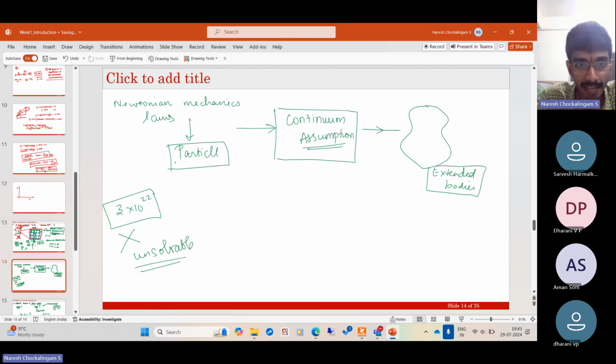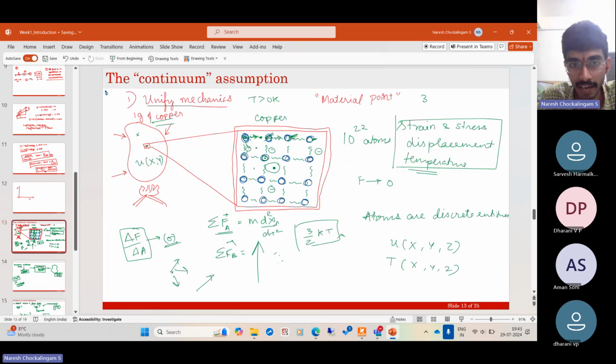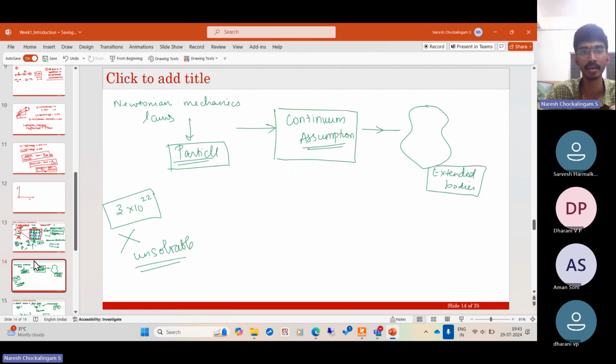So reality is we have atoms and we have displacements and temperature defined only at these points. And if you have to really use the fundamental laws of physics, you have to apply them for all the particles. But we have so many particles, it is just impossible to model all of them, not even 1 gram of copper. So you need some way to take Newton's laws and other laws from the particle stage to extended bodies. What allows us is the continuum assumption.